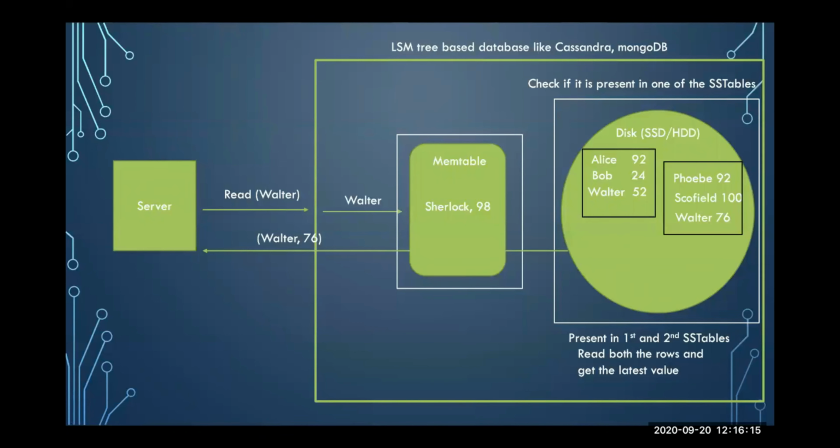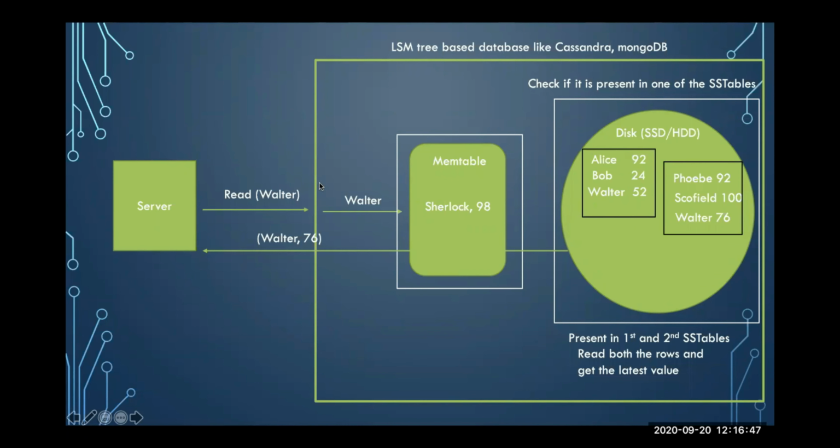That is, we'll first check if the value is present in the mem table. If it's present, then we'll send that value back to the server. But if it's not present, we'll go on and check one of the disks and we'll see if it's present in one of the SS tables. So this is the workflow that we follow for reads.